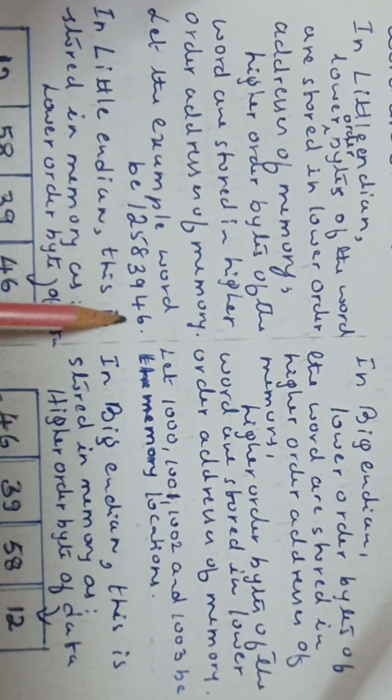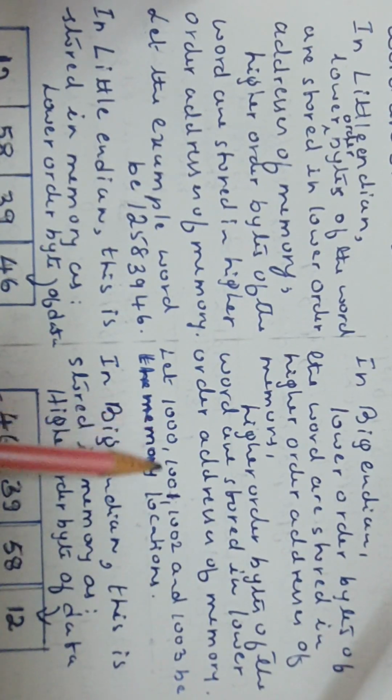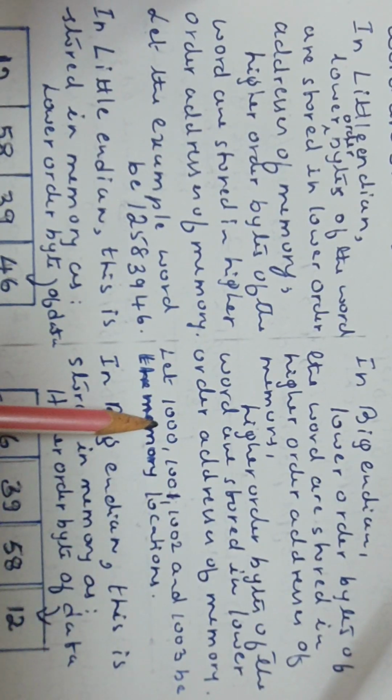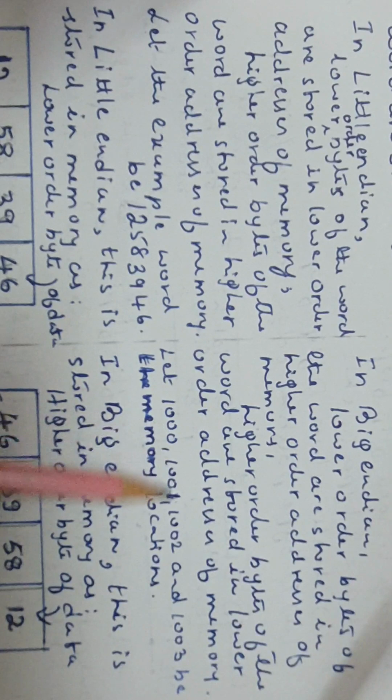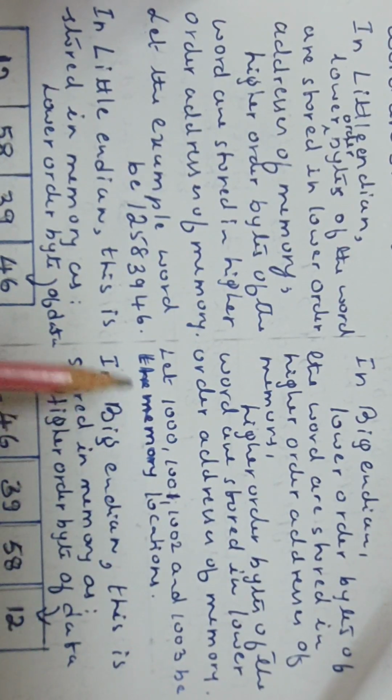Next, if this is the data word, this 46 is the lower order byte of the word. This is the higher order byte of the data word. Here among the addresses 1000, 1001, 1002, 1003, this is the lower order address and this is the higher order address. So with this understanding we shall see next.